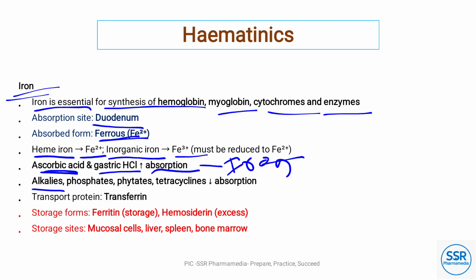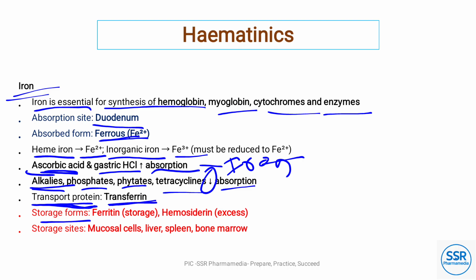And alkalis, phosphates, phytates, and tetracyclines are compounds that decrease iron absorption. So acidic compounds increase iron absorption, and alkaline compounds decrease iron absorption. And for transport, iron is transported by a transport protein. Iron combines with the transport protein and forms transferrin.